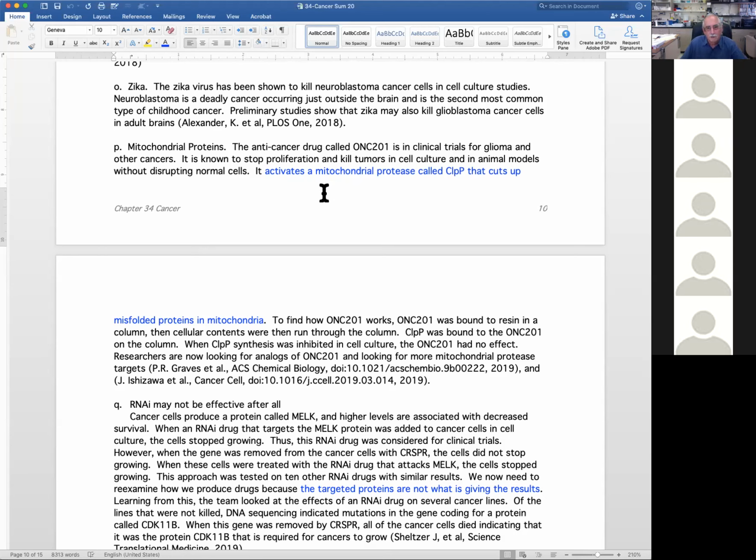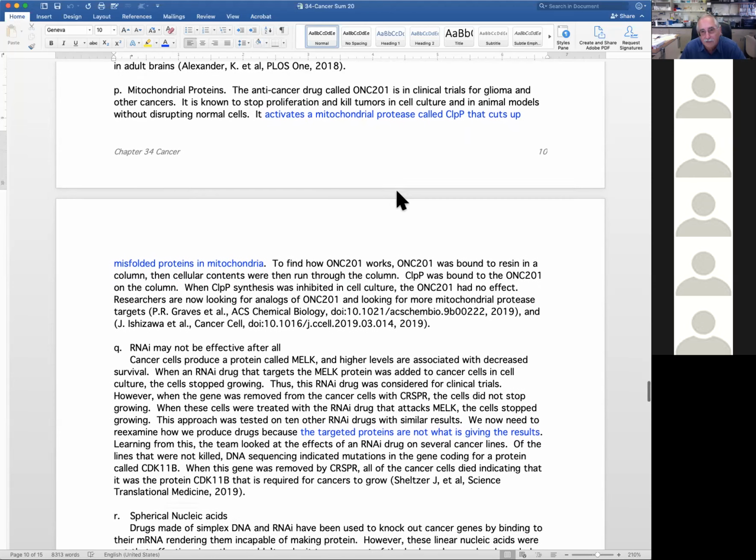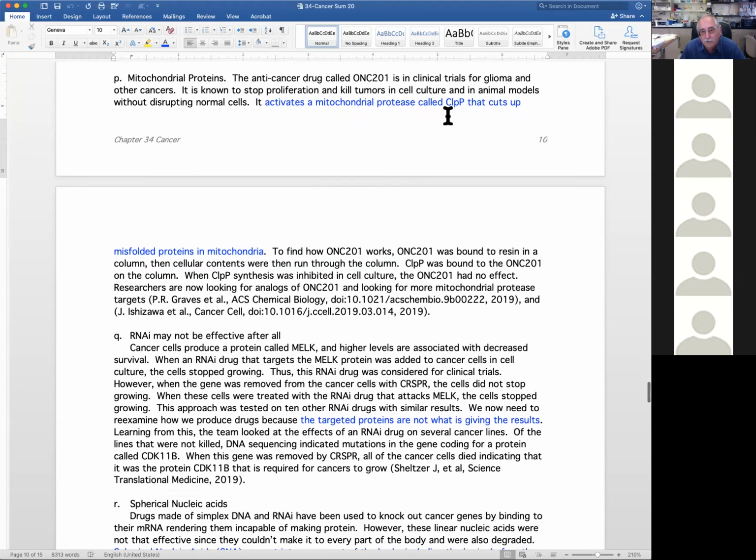So then looking at mitochondrial proteins, they found that this anti-cancer drug, which is in clinical trials for glioma and some other cancers, is known to stop proliferation and kill tumors in cell culture. What does it do? They found that it activates a mitochondrial protease with that name. It cuts up misfolded proteins in mitochondria. So that's a pretty new thing.